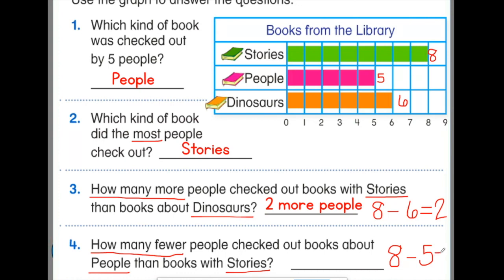And that will tell me how many fewer people checked out the people books. So take a minute to use your strategies. 8 minus 5, 8 take away 5. And you should get an answer of 3. So 3 fewer people checked out the people books.